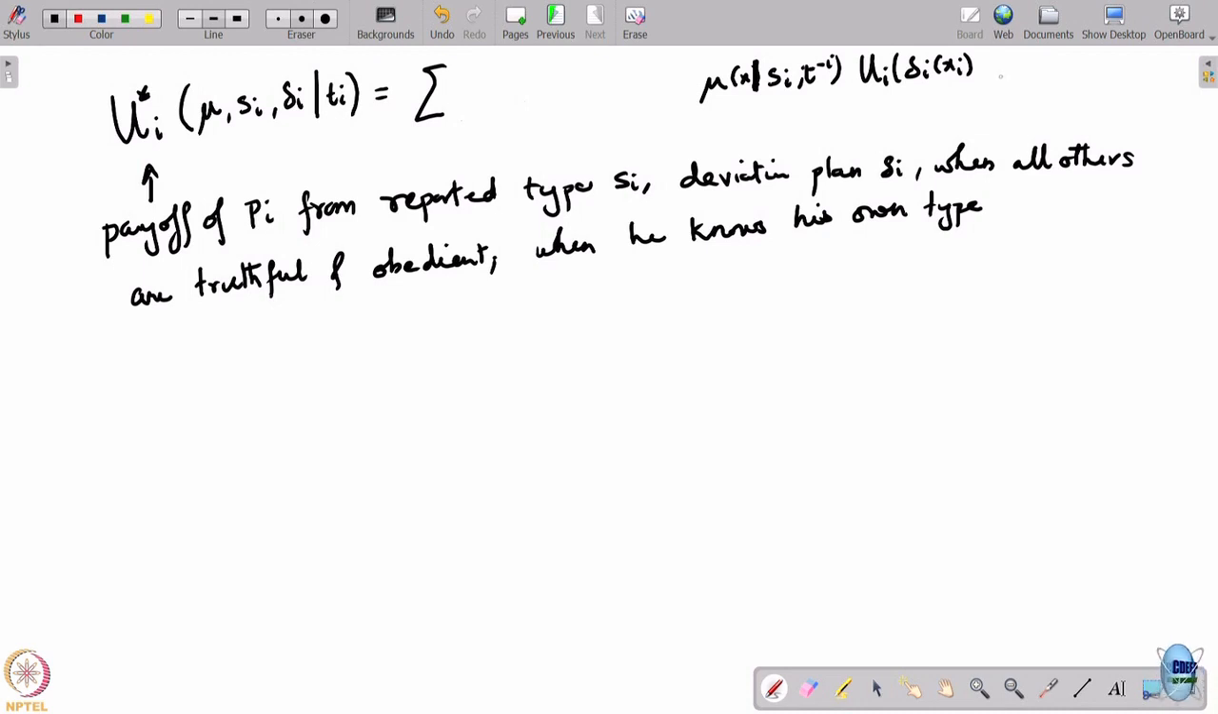What are the other guys playing? X minus I. They are obedient, right? So they are playing what has been recommended to them, given the true types of all players, so this is given T. All right, so now I need to do some averaging. First I have a sum over the recommended actions, so you have sum of X. He also comes to know his own type, which is Ti. So what does he know about the types of the others? P of T minus I given Ti, right? So he knows that the other types have been realized with this probability.